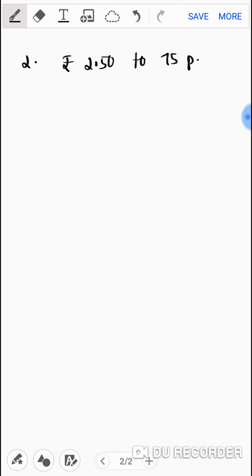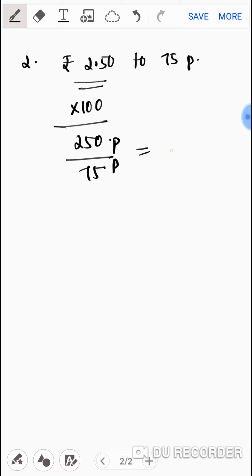Problem number 2, you have to form a ratio of rupees 2.50 to 75 paisa. When we say paisa and rupees, they are different units. So you have to convert either one. Suppose you convert rupees to paisa, you have to multiply with 100. So that will be 250 upon 75 paisa. Now both are in paisa. You can reduce and the answer you will get will be 10 is to 3.